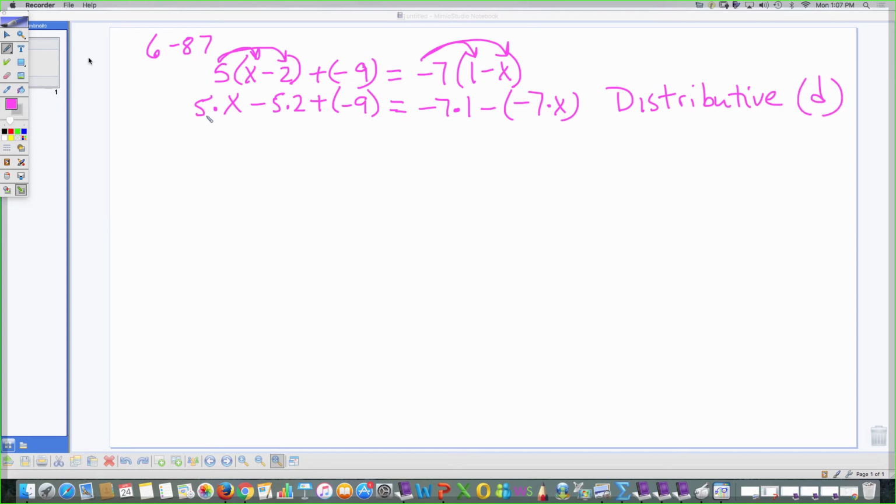Okay, then I'm going to simplify. So 5 times x is 5x, minus 5 times 2 is 10. And then we got the -9. -7 times 1 is -7. And we have a minus. And I have -7 times x. So that's -7x. So we simplified.